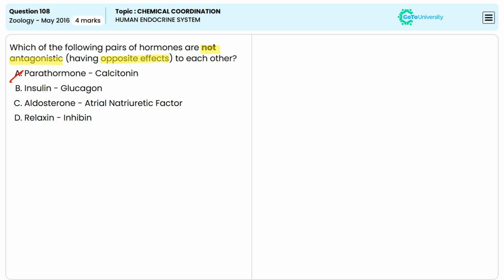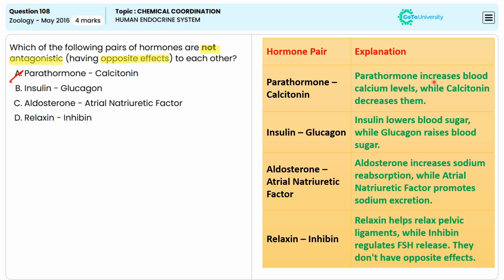Option A, parathormone and calcitonin. Parathormone increases the blood calcium levels while calcitonin decreases them. So that means option A is an incorrect answer.